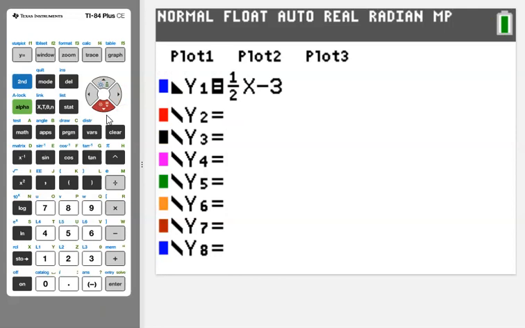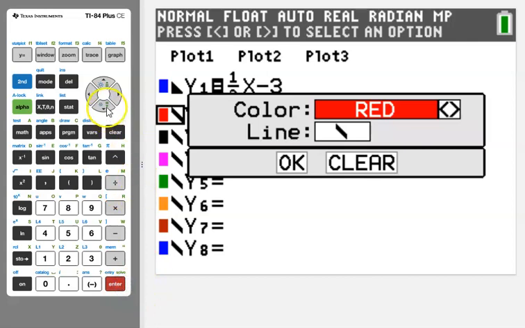Now Y2, my second inequality, type negative, the small negative at the bottom of your screen, 2x plus 4. Arrow left, type enter. Arrow down, where the line type is, type right just once. I would like for this shading to go up.